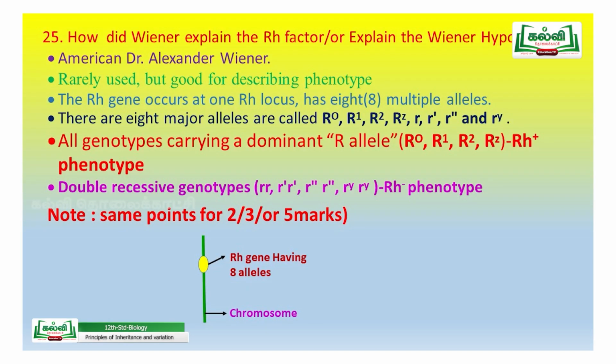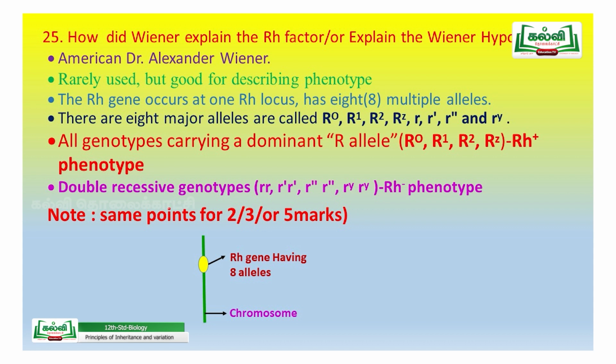What does CDE nomenclature mean? The Fisher and Race hypothesis is also called the CDE nomenclature. How did Wiener explain the RH factor, or explain the Wiener hypothesis? Anything they can give as the question. First we have to write the scientist's name, Dr. Alexander Wiener, and why it is used.